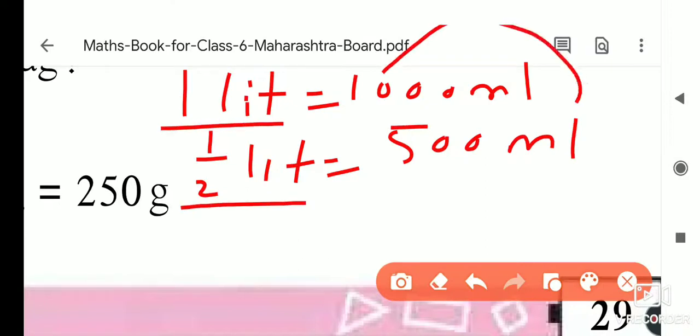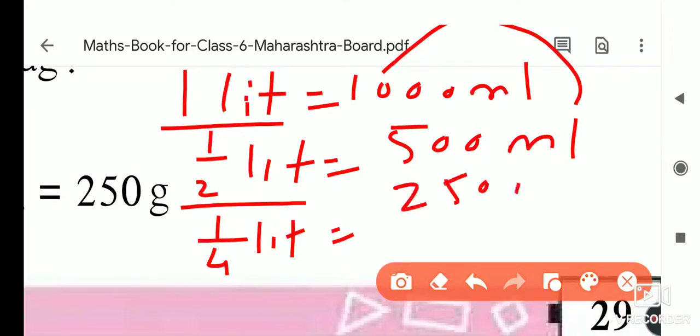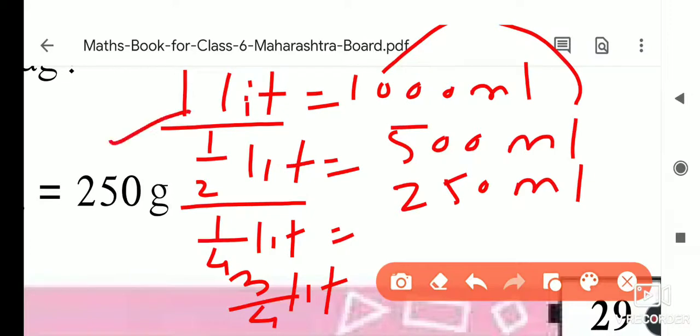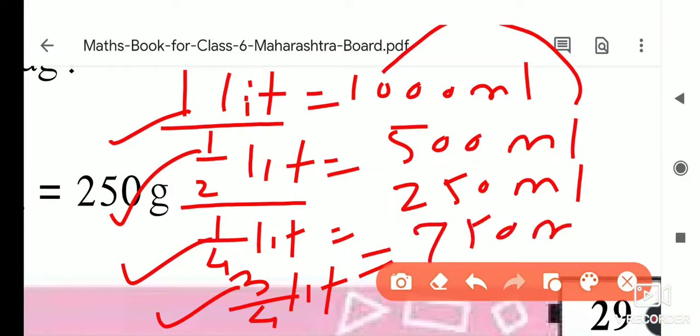So 1000 half is 500 and here 1 half means 1/4 liter is equal to 250 ml and 3/4 liter is equal to, means 3/4. This is 1 liter, half liter, quarter liter and 3/4 liter means 750 ml. In this way, this we have to learn. Means this is the same only there. If it is kg, we have to write here kg and liter.